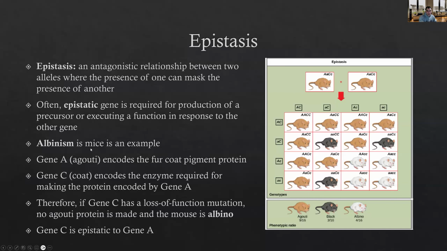With this particular example, there are two genes we have to talk about. We have gene A, which is referred to as agouti. We'll explain what that means in a minute. And gene C, which encodes a separate protein that's called coat. Here's where it gets interesting. If we take two brown mice that are heterozygous, these are agouti colored mice. Agouti is the color. That's why this gene is called agouti, because this gene encodes the fur coat pigment protein. Notice that they're heterozygous for both the A gene and the C gene: big A, little a, big C, little c.